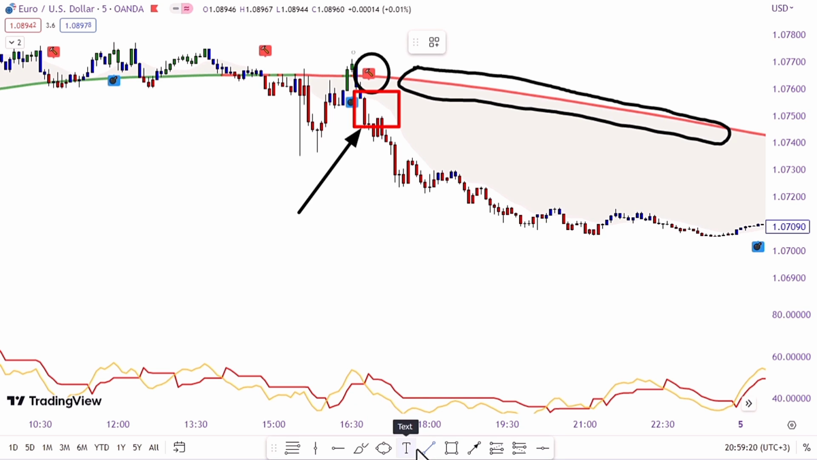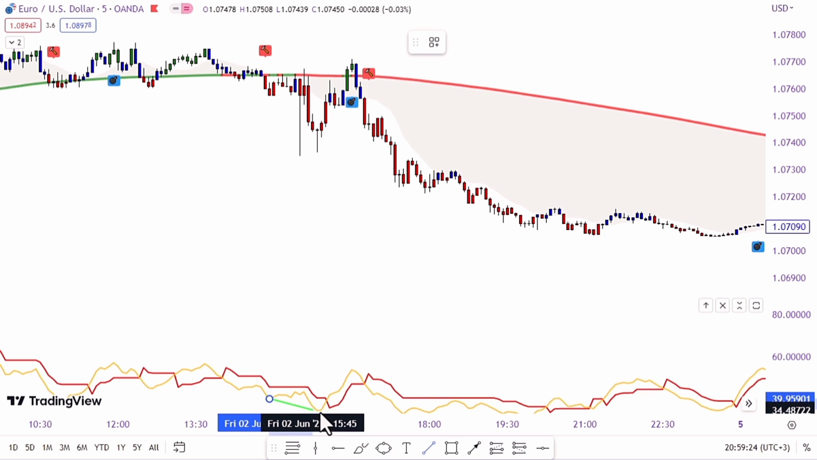And now, draw the line from the recent low the yellow line has made to the current value. The QQE is making lower lows, which confirms our entry.